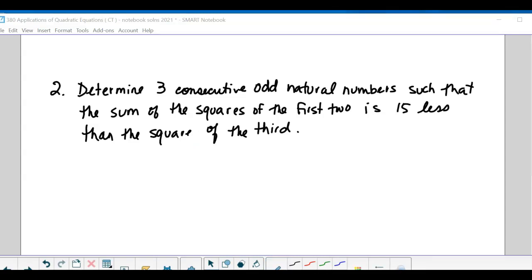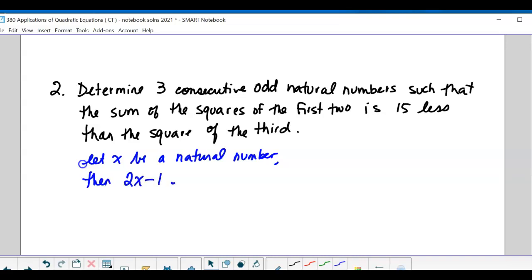Okay, so remember an expression for an odd number. It would be something like 2x plus 1 or 2x minus 1. So if we let x be a natural number, then 2x minus 1 is an odd number. So if you think natural number, the smallest is 1. So 2 times 1 is 2, minus 1 is 1. That gives you your smallest odd number.